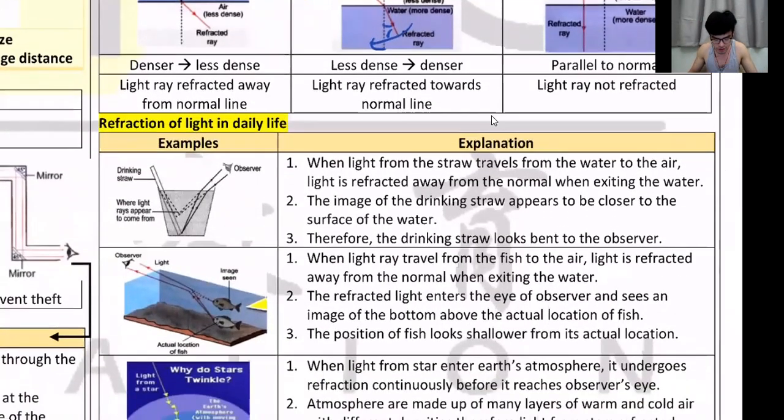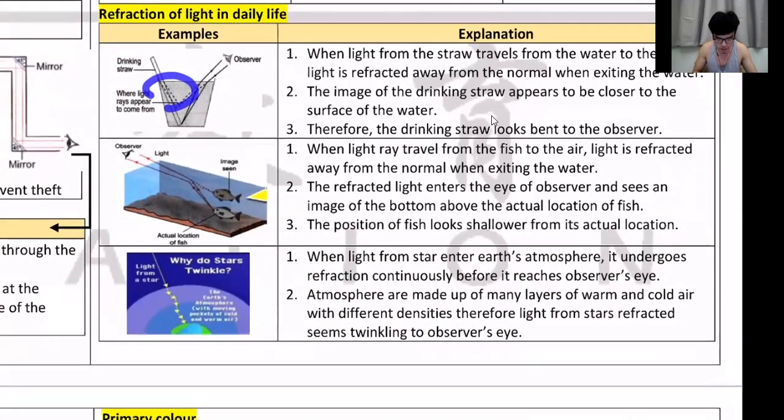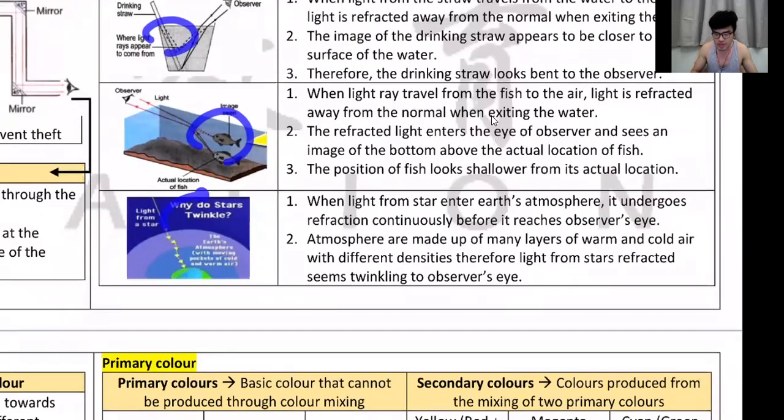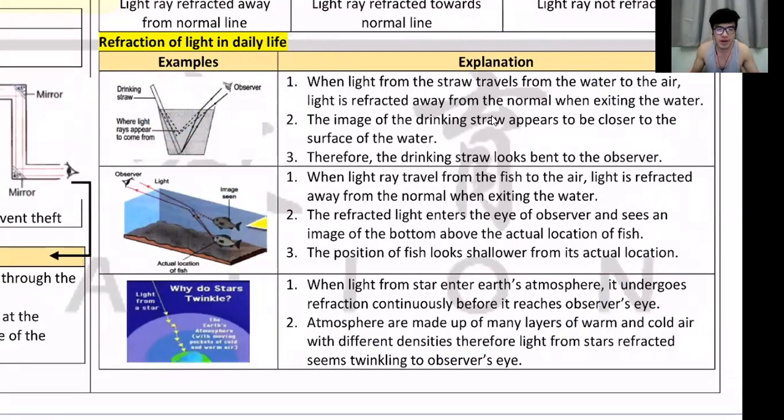So in daily life, where do you see refraction? The breaking of the straw, fish look shallower, the twinkling of stars. Read this yourself. Don't need to go crazy here. Don't memorize word by word. You just need to roughly know the concept of refraction.